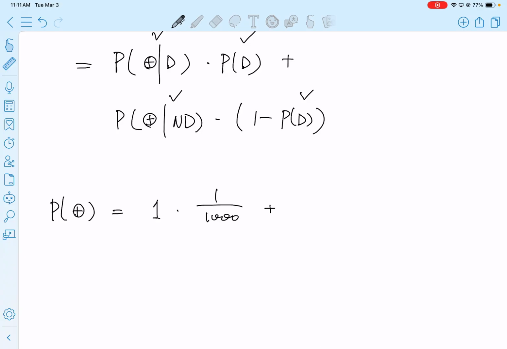And then plus the false positive. This is the error the test is making. You have a 5% chance that the person does not have the disease but the test still gives you a positive. So P of positive given no disease, the error, is 0.05, multiplied by 1 minus 1 over 1,000.